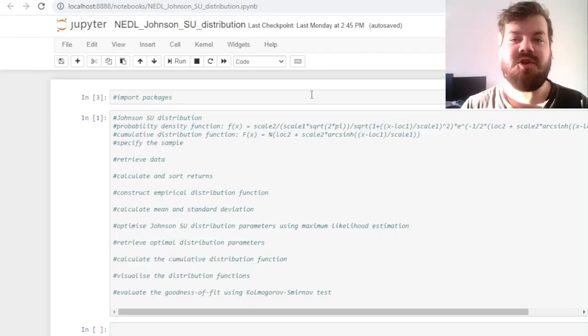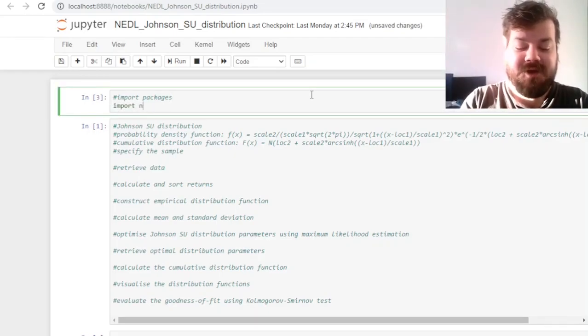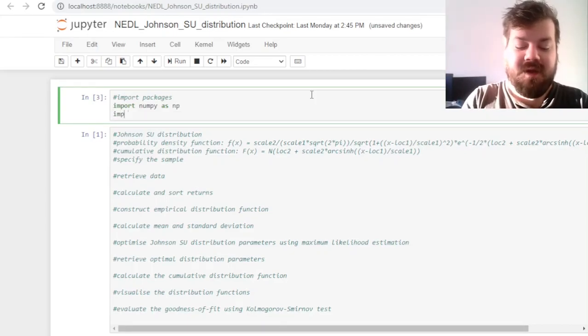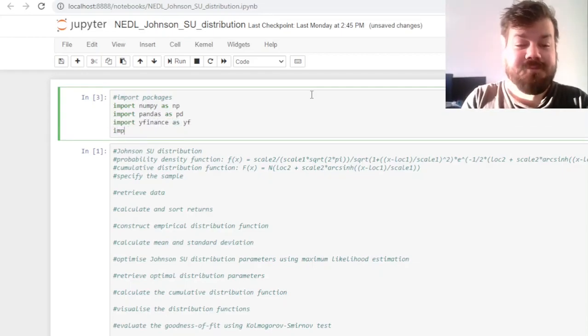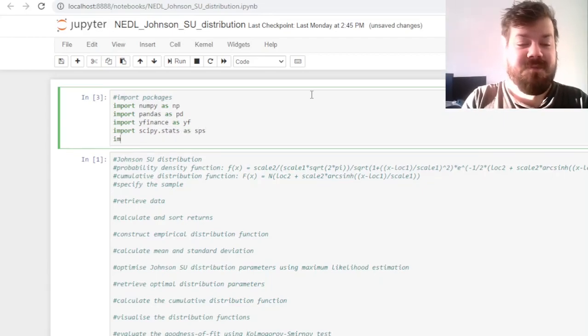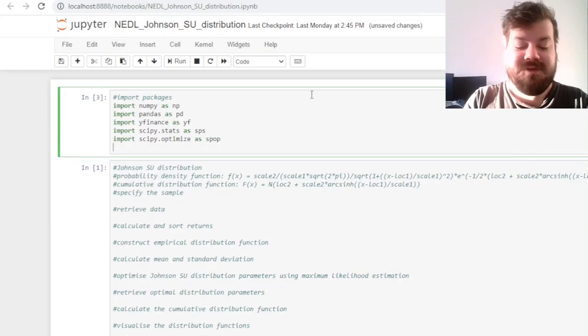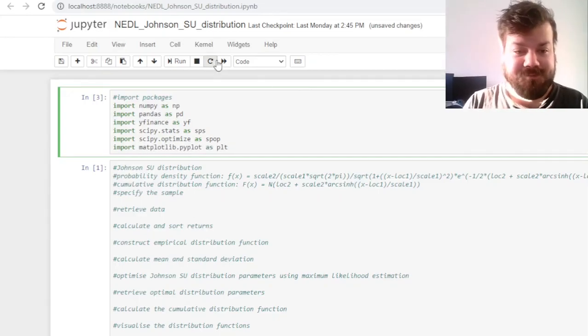and it is, to some extent, a more natural generalization of the normal distribution and uses many of the same concepts that will be familiar when we code the probability density function and the cumulative distribution function for the Johnson SU. But first, we'll need to import the necessary packages, which are the NumPy package to work with arrays, the Pandas package to work with data frames, the yfinance, Yahoo Finance package to retrieve data. We also need the scipy.stats package for some of the statistical functions. We'll need the scipy.optimize package for numerical optimization for the maximum likelihood estimation procedure. And finally, we'll need matplotlib pyplot for visualizations.